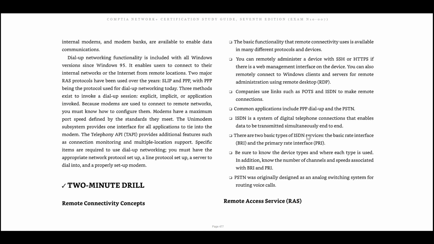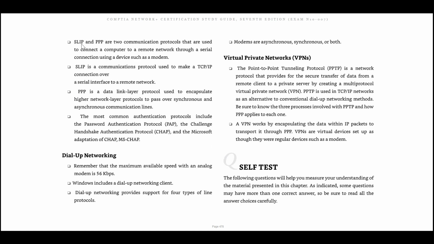There are two basic types of ISDN, the basic rate interface and the primary rate interface. And then make sure that you know the device types and where each device is used, and then know the number of channels and speeds associated with BRI and PRI. PSTN was originally designed as an analog switching system for routing voice calls. And then over here, we're getting into SLIP and PPP, and dial-up networking. Not many people really do dial-up networking anymore.